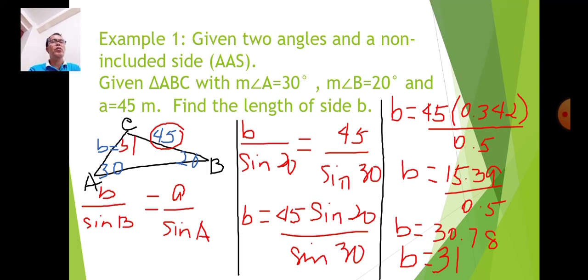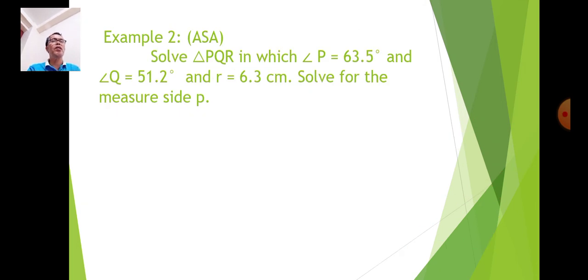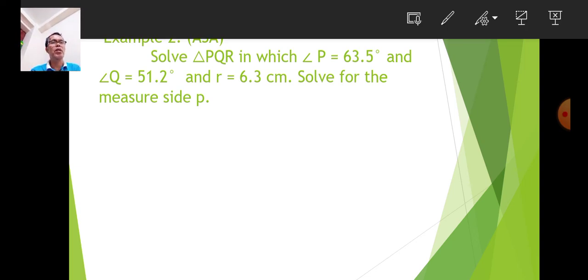Okay. So number 2, another example. So we are given the ASA, meaning the two angles and the included side are given. So we are going to solve triangle PQR, in which angle P is 63.5 degrees and angle Q is 51.2 degrees, and the length of R is 6.3 centimeters. Solve for the measure of side P.